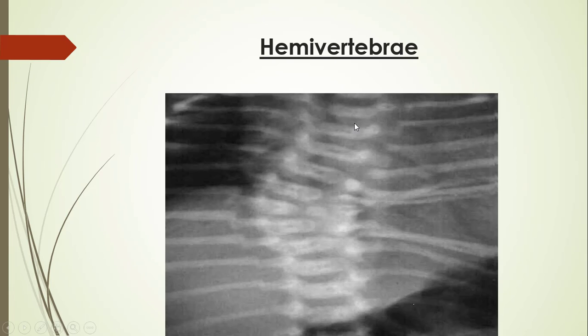Finally, we have hemivertebra. Hemivertebra occurs when a vertebra develops only on one side. As you can see here, multiple vertebrae in this region develop only on one side, keeping the other side deficient.